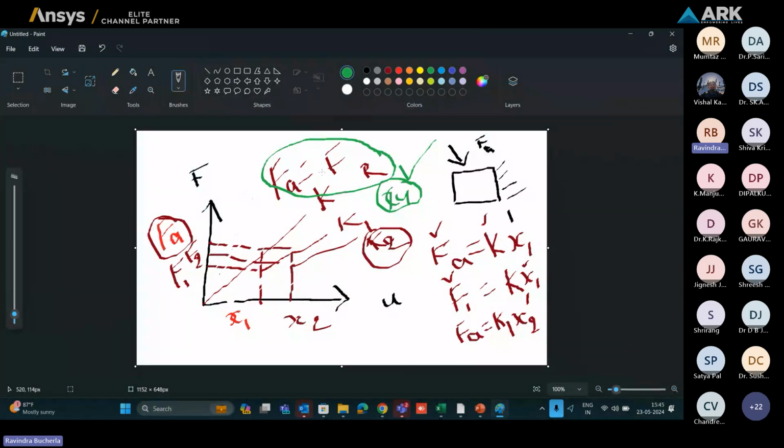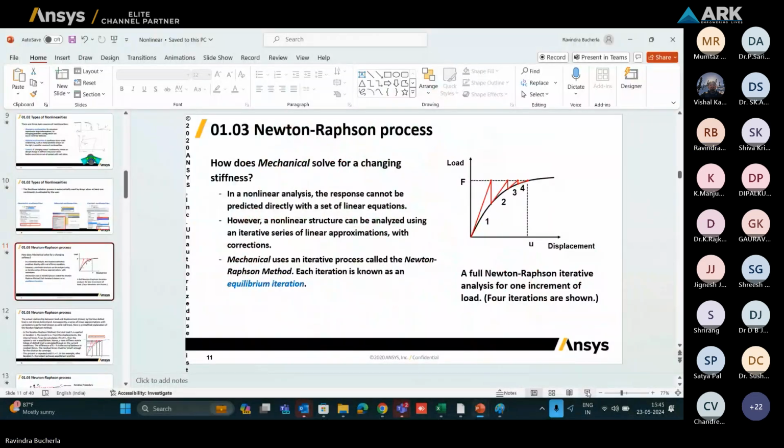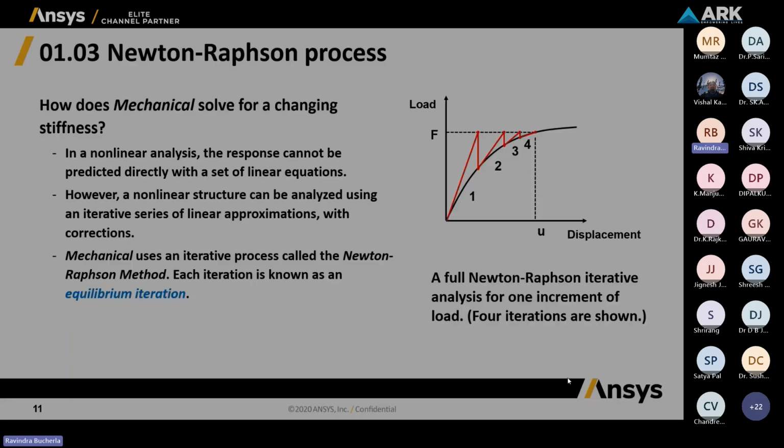So this is the ideal case, where the force applied and the force reaction that we are getting are equal, but it might not be possible in numerical analysis. That is why we will be considering a criterion to converge the solution. I will explain about that as well. I hope you got some idea.